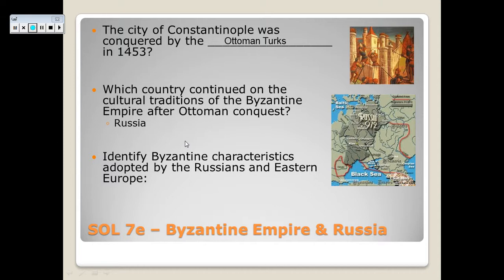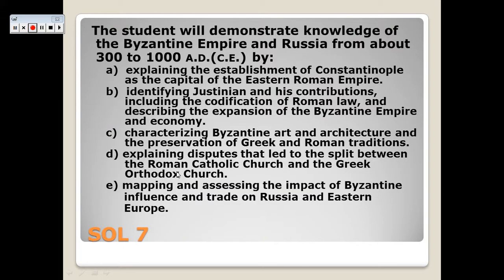And then Byzantine characteristics adopted by the Russians in Eastern Europe is going to be religion. The Eastern Orthodox Church is going to spread north from the Black Sea into Russia, into that area along the Baltic Sea. You're going to see art overlaps and architecture. And there's the basics of the standard again.